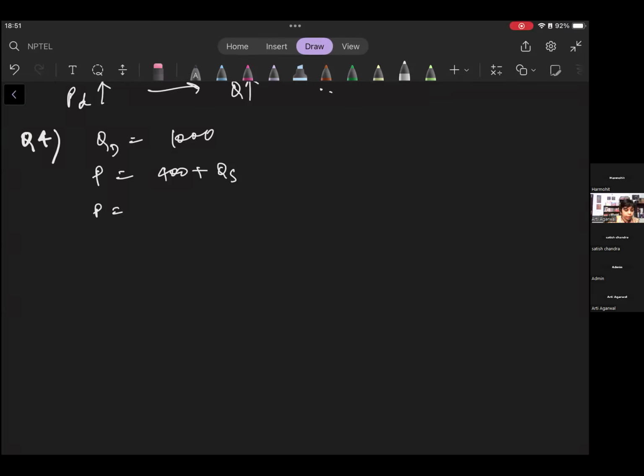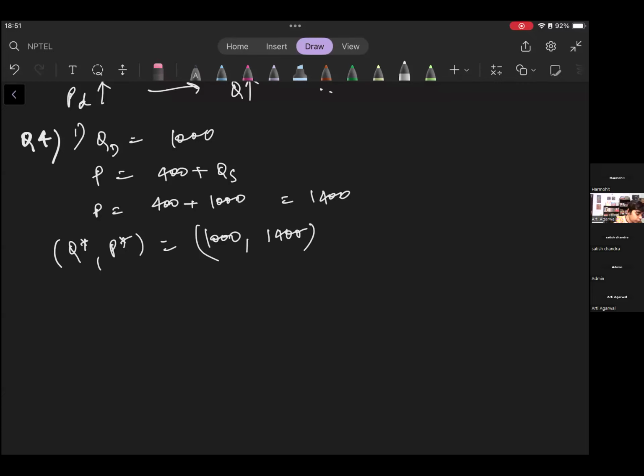Okay, I'll come to the next part. Let me just solve this part first. It's good if you have already solved it. You can type in your answer, I'll look at it in a bit. P is equal to 400 plus 1,000, which is 1,400. So Q star, P star is equal to 1,000 comma 1,400. Okay, let's go to the next part of the question.